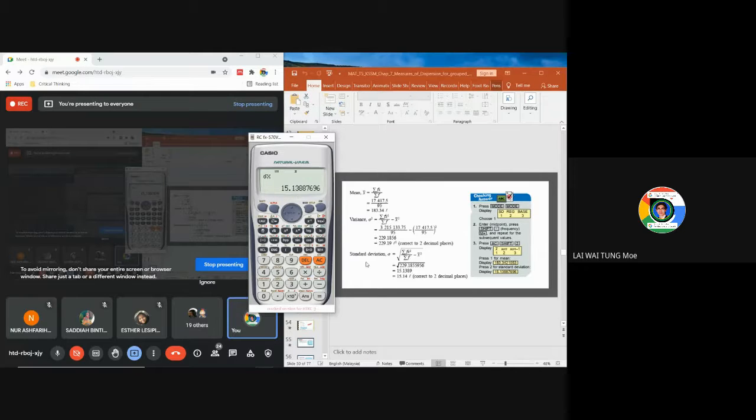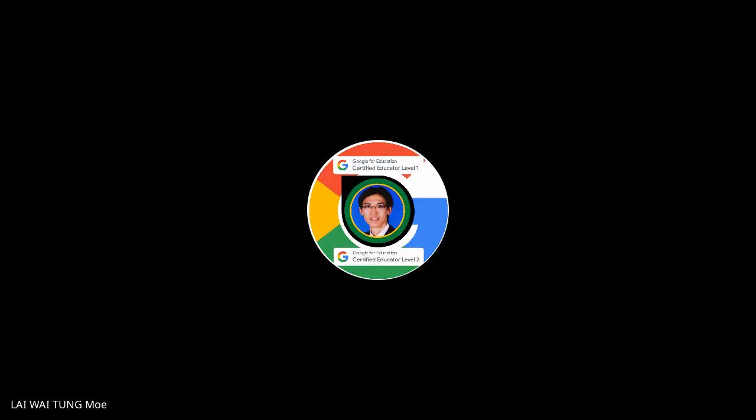Because this function doesn't have the value for variance, it only has the value for standard deviation. So if you want to check your answer for variance, you just need to square the answer. When you square your standard deviation, you get your variance. So I press this one, and I get my variance equal to 229.19, which is this one.